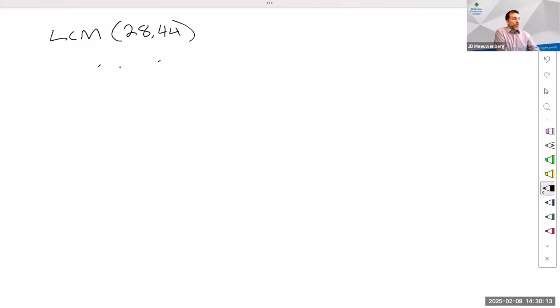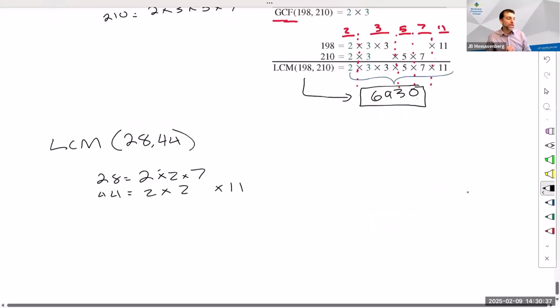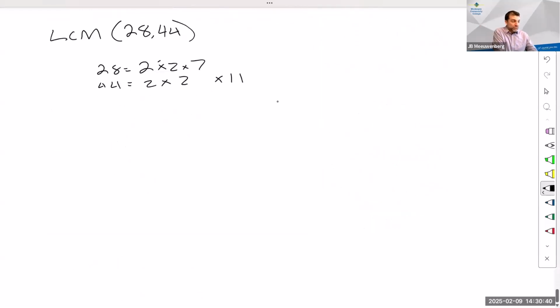But what we find is that 28 has a prime factorization of 2 times 2 times 7. 44 has a prime factorization of 2 times 2 times 11, and I'm going to write that 11 over there, right? So we're going back to that idea of lining up those common prime factors, just like I showed here, right? And so when we drop every single one of those factors down, we get 2, 2, 7, and 11.